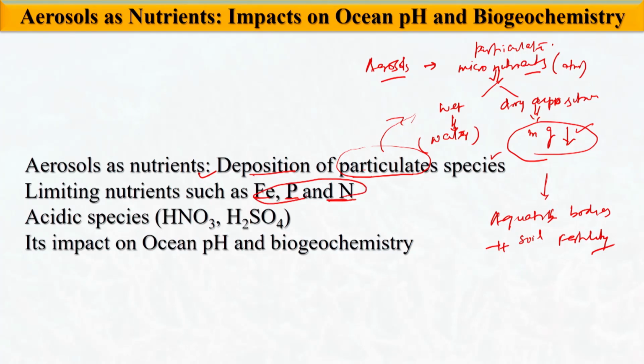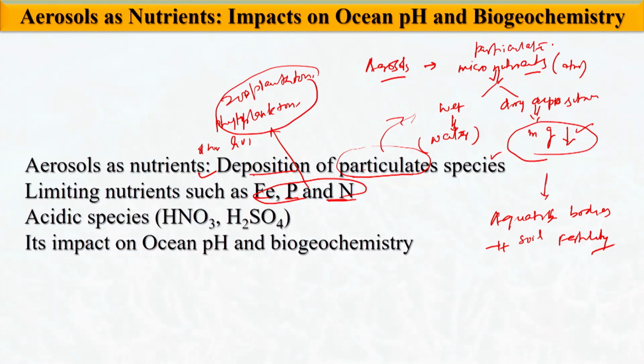These nutrients, when they are deposited, are key nutrients for phytoplankton, like zooplankton and phytoplankton and any other living organisms that are there. Within the aquatic systems there are some organisms, for example algae and fungi, that can grow, especially in the rivers.